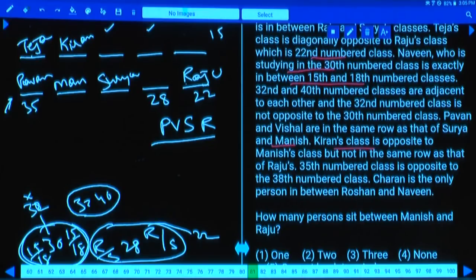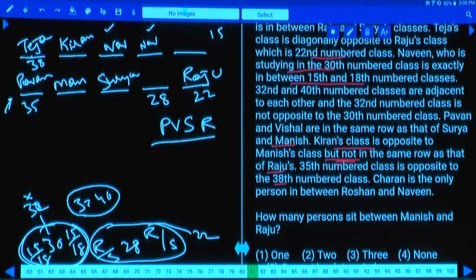Can we take this Naveen at this place? Or Naveen can be at this place? There are two possibilities again, isn't it? Now these two are intact. Kiran's class is opposite to Mani's class, but not in the same row as that of Raju. The 35th class is opposite to 38. So 35 and 38 are opposite. Hence, who is 38 here? Now this Teja is 38.